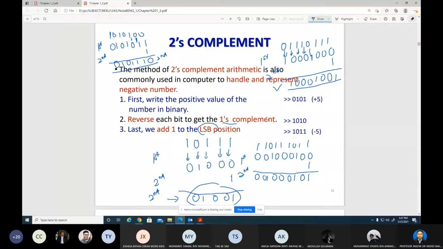And then for the second complement, you have to do the first complement, then add 1 at the least significant bit. Remember, add 1 at the least significant bit, not here. This one is what we call the most significant bit. You have to add on the least significant bit, here.